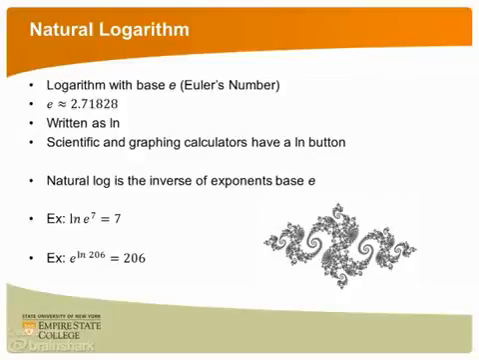As the natural logarithm is a logarithm, it is the inverse function for e raised to a power. Like the common logarithm and 10 raised to a power cancel each other out, the natural logarithm and e raised to a power cancel each other out. For example, the natural log of e raised to the seventh power would equal 7. As before, the reverse is also true. E raised to the natural log also cancels out. So e raised to the natural log of 206 would equal 206.